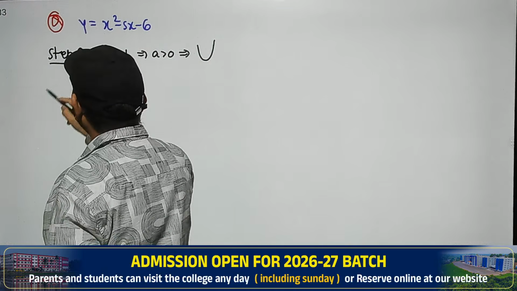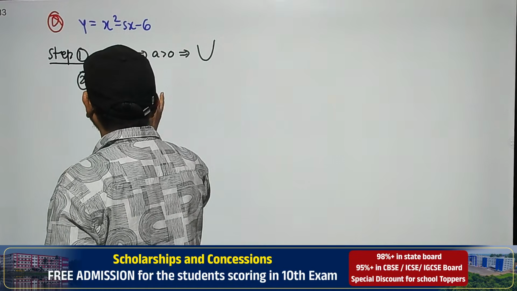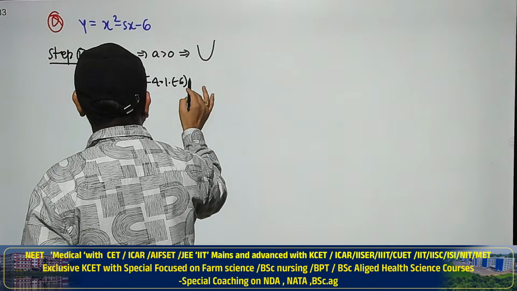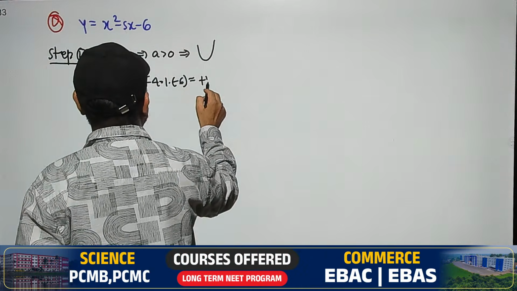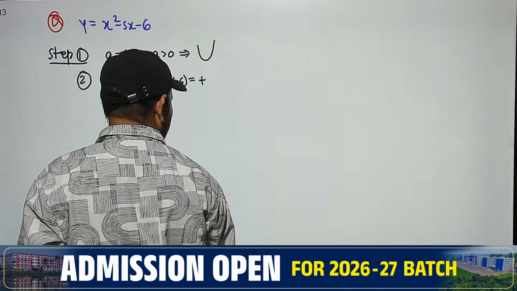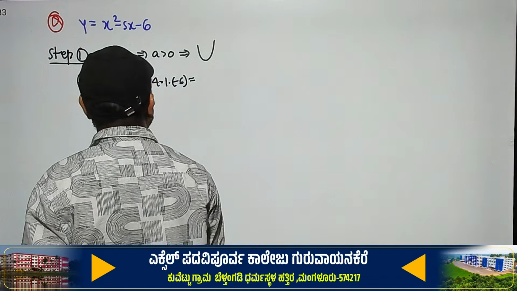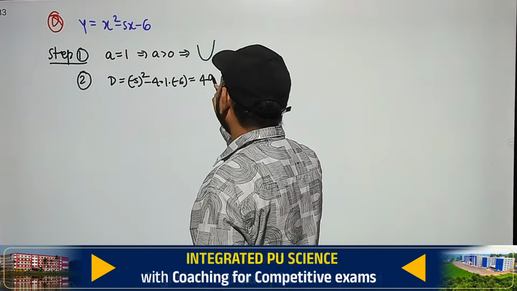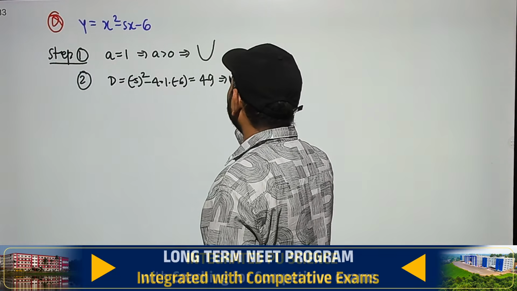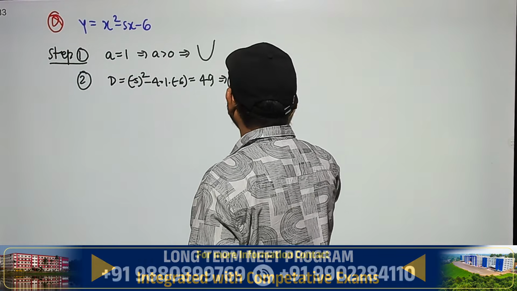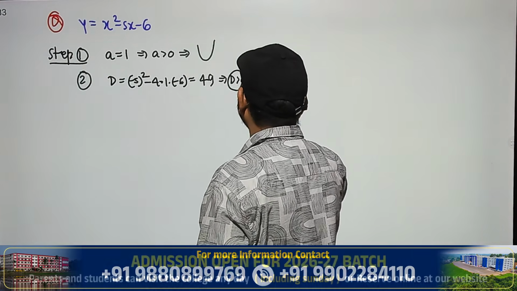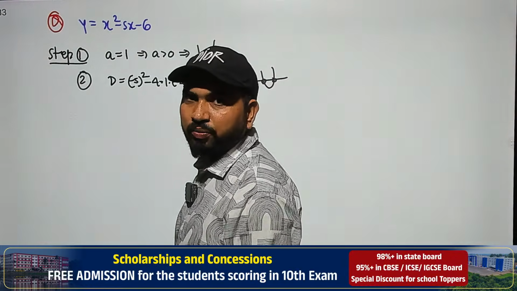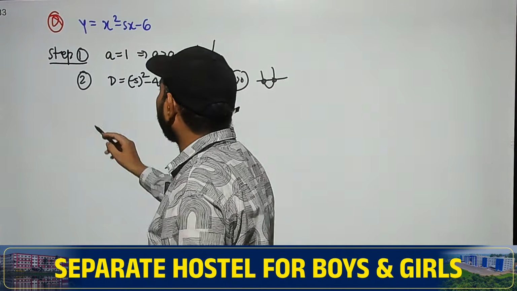Step number 2: D. D is equal to (minus 5) square minus 4 into 1 into minus 6. It is positive only. D is equal to 25 plus 24, which is 49. It means D is positive. D positive means it is cutting at 2 distinct points. Yes, correct, D is equal to 49.